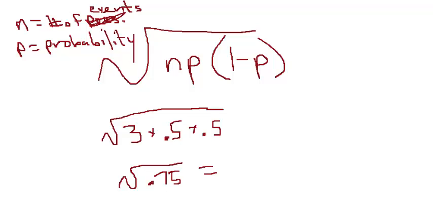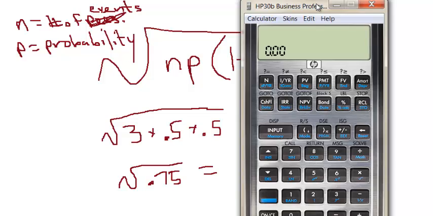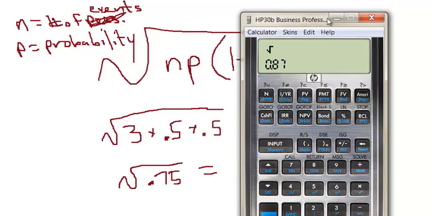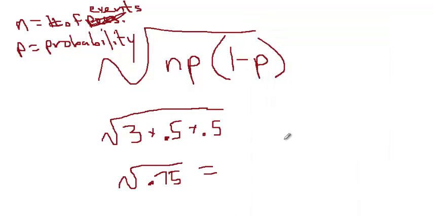Let me bring one up over here for you. Okay, so we have 0.75, and we'll take the square root of that, which comes out to approximately 0.87. So it's 0.86, etc., but you can round it off to 0.87. So that would be our answer.